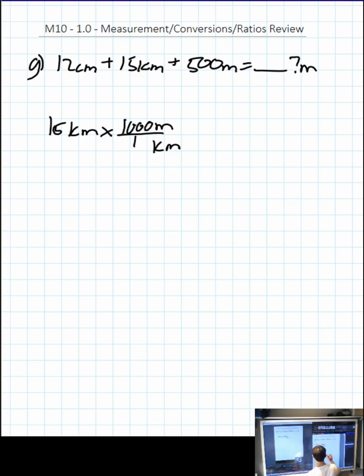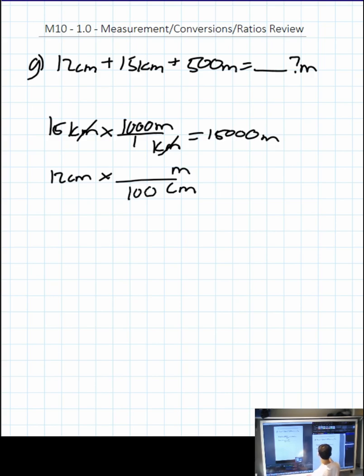And 15 times 1,000 is simply 15,000. We can cross off kilometers, and we can get to 15,000 meters. Sorry about that. 15,000 meters. Now we have to take 12 centimeters. So we're going to take 12 centimeters and times it by over. We need centimeters on the bottom. We'll put meters on the top. There are 100 centimeters in 1 meter. So we're going to have to do 12 divided by 100, which is simply 0.12 meters. We can now take both of these answers and put them back up top.